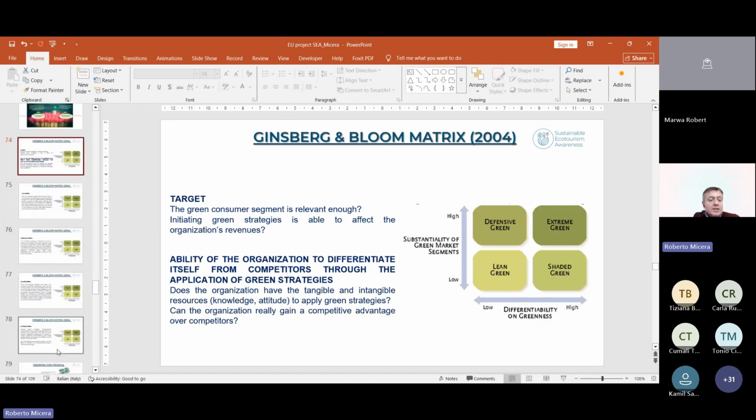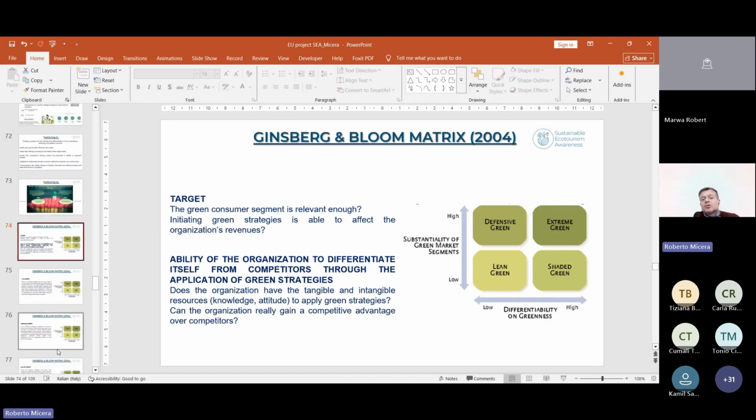Finally, I would also give you an instrument to identify four ways to be green. If we put on the axes the sustainability of the green market, from high to low, and the differentiability on greenness, from low to high, we can identify defensive green, extreme green, lean green, and shaded green.